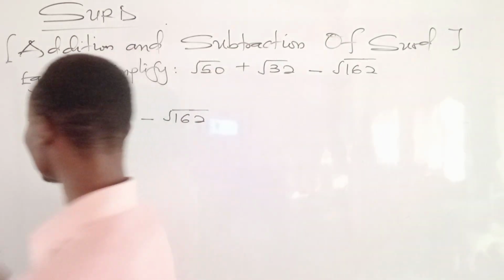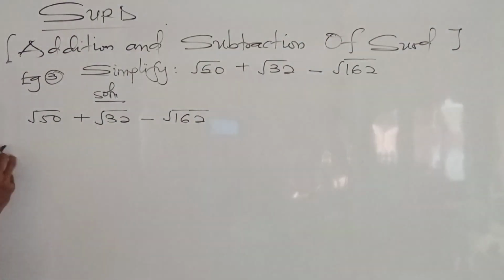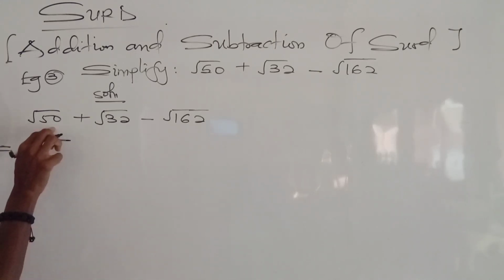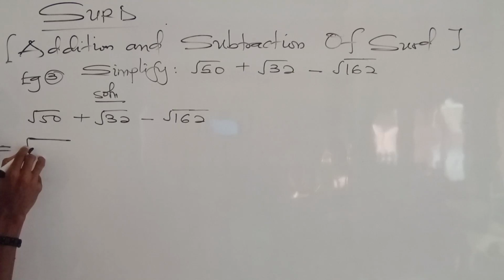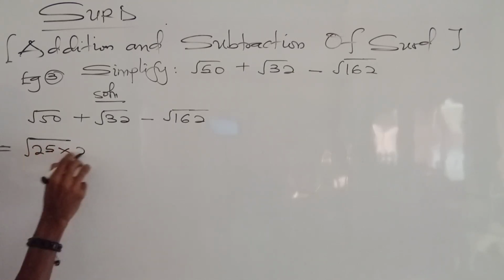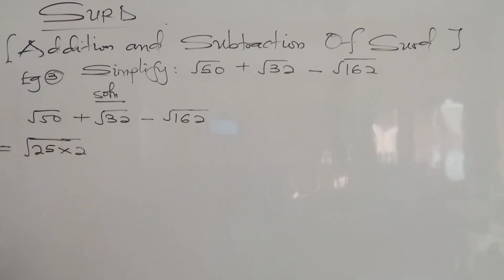Okay, so let's go ahead and simplify this one. Bring your equal sign, then this one, the square root of 50, the 50, I'm going to replace with 25 times 2. I hope you agree with me up to this point.